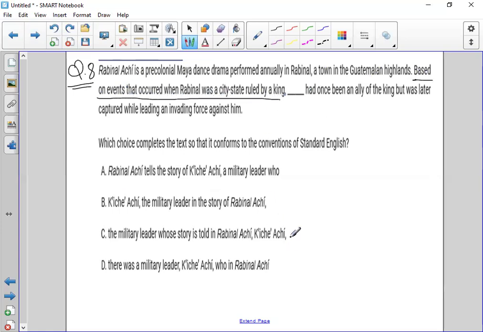So what can be based on events? Rabenal Achi, that is the dance drama. Here, it is a pre-colonial Maya dance drama. So it is possible. Rabenal Achi, we can say it is possible. Then Kishia Achi, the military leader in the story of Rabenal Achi. So Kishia Achi is the name of a person. So he cannot be based on events. Then the military leader, again, military leader cannot be based on events. There was a military leader, again, not based on events. So Rabenal Achi can be the one that can be based on events because that is a dance drama.